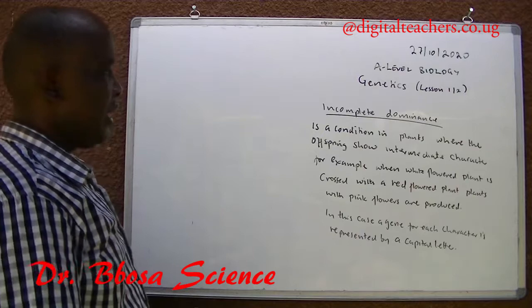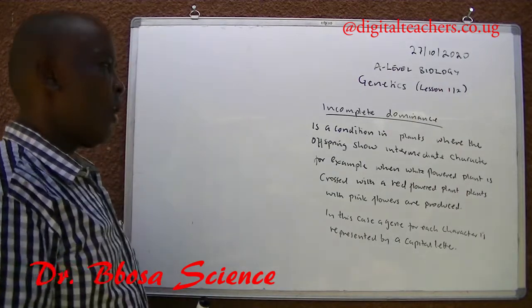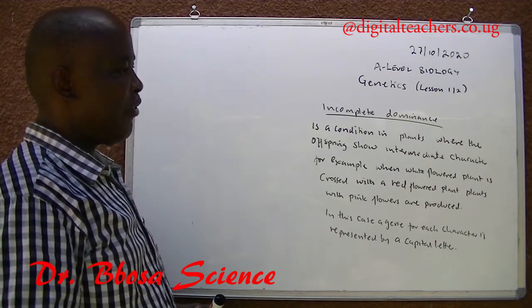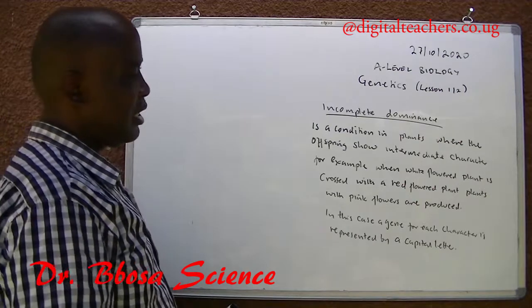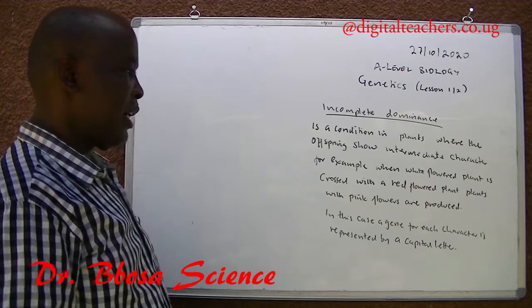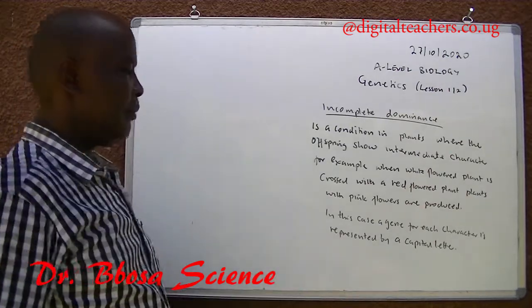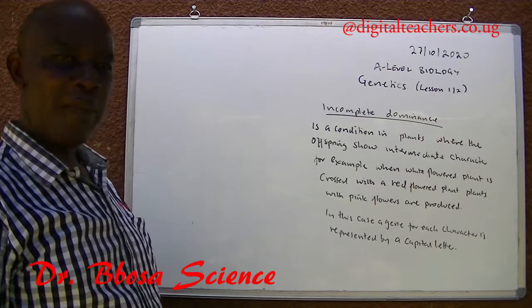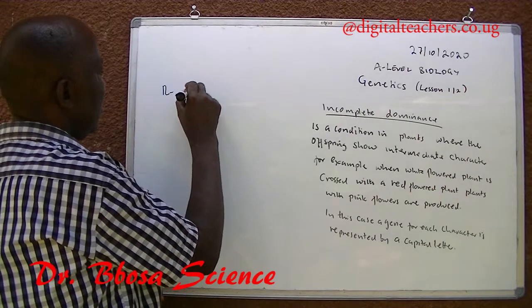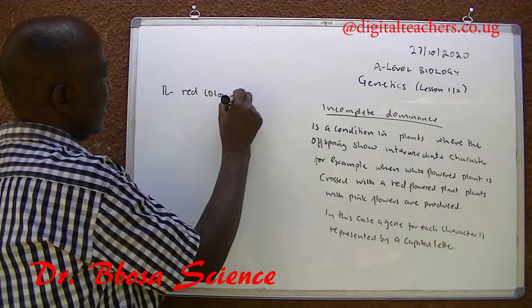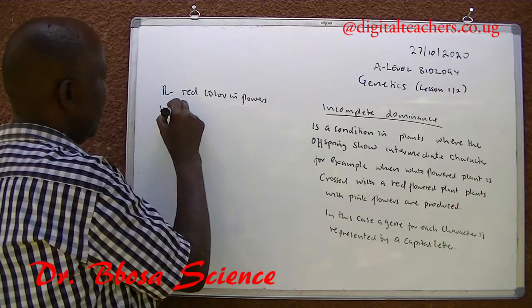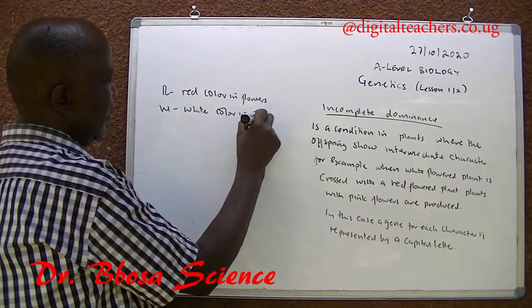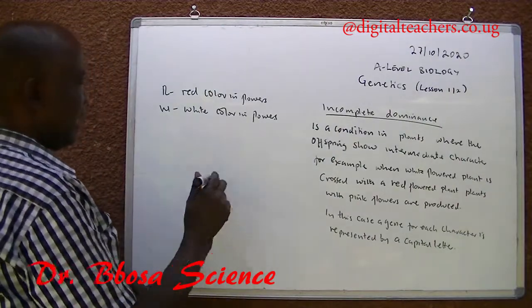Incomplete dominance is a condition in plants where offspring show intermediate character. For example, when a white flowered plant is crossed with a red flowered plant, plants with pink flowers are produced. Again, in this case, a gene for each character is represented by a capital letter. So R for red color in flowers, then W is a gene for white color in flowers. So the cross will look like this.